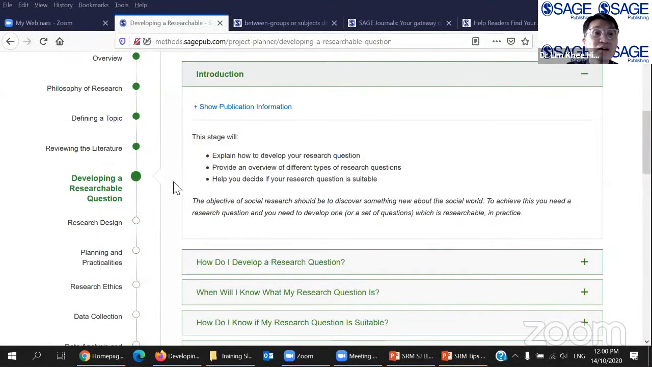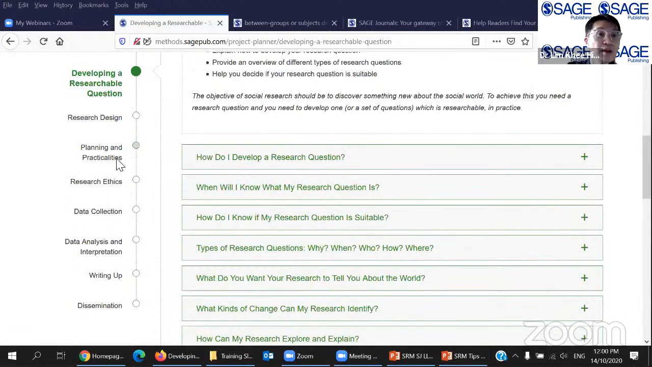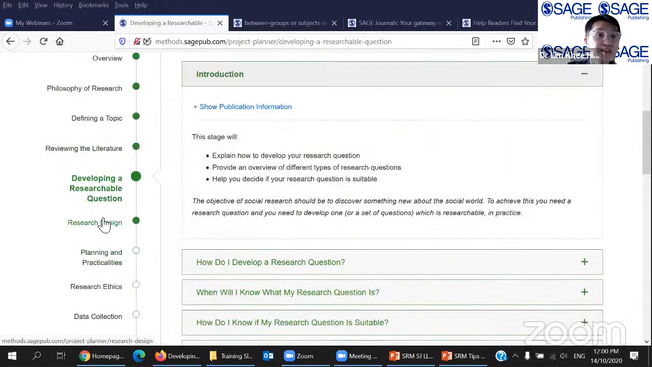Since we are here, I might as well just highlight a few more. Under this one, we did actually mention research design, right?